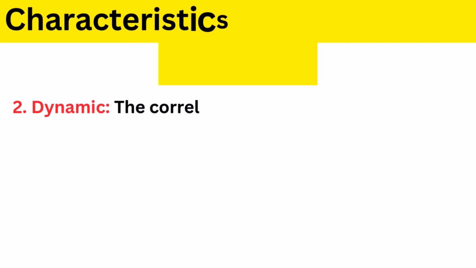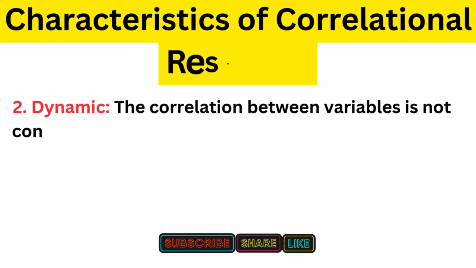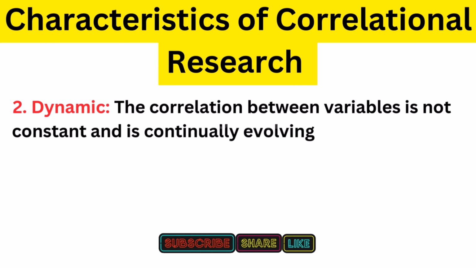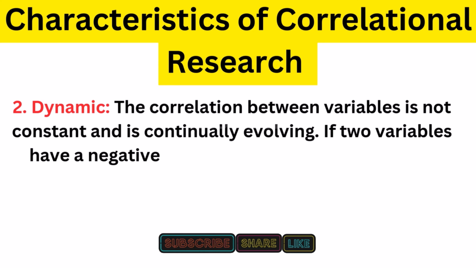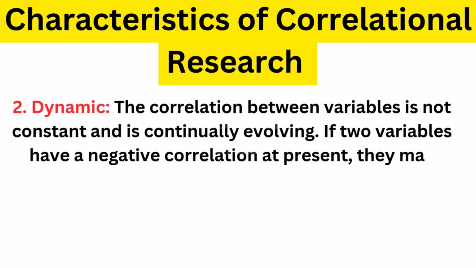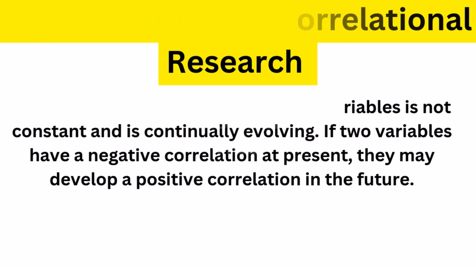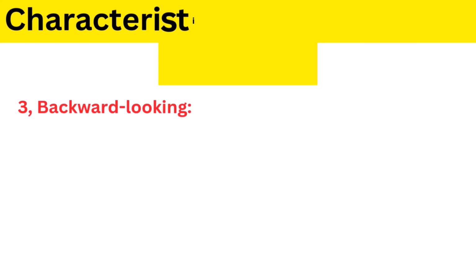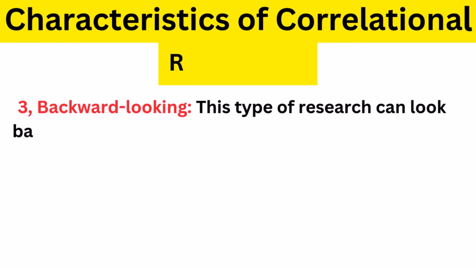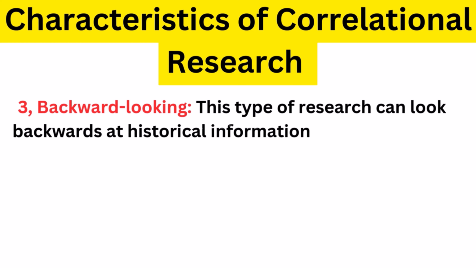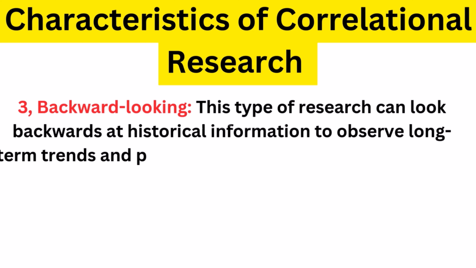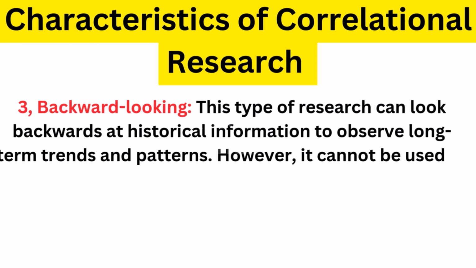2. Dynamic. The correlation between variables is not constant and is continually evolving. If two variables have a negative correlation at present, they may develop a positive correlation in the future. 3. Backward-looking. This type of research can look backwards at historical information to observe long-term trends and patterns. However, it cannot be used to make predictions.